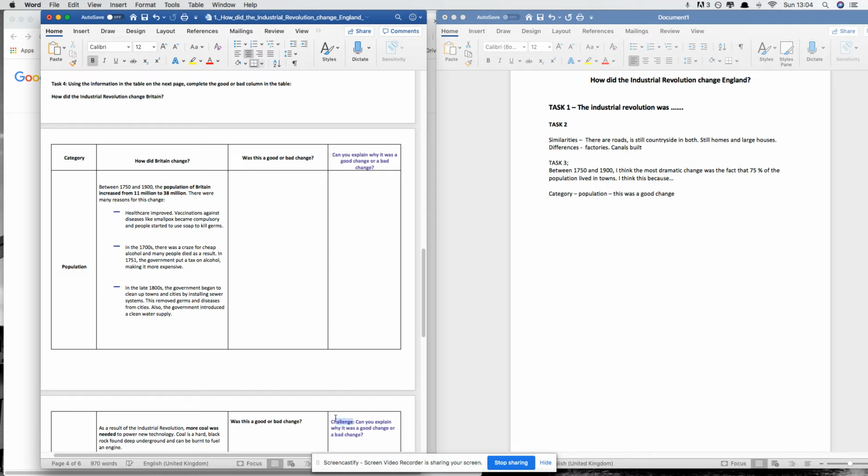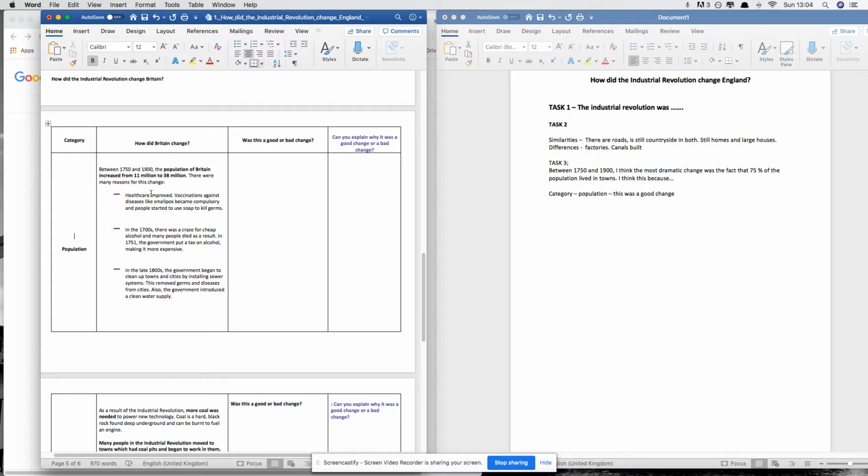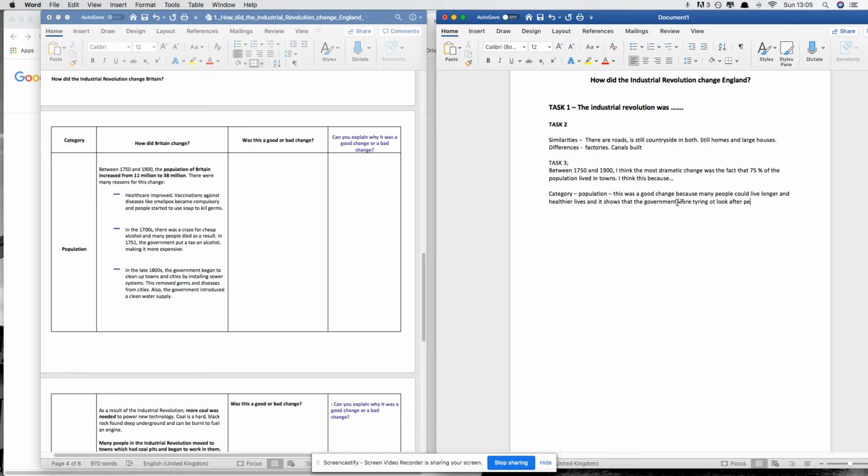And what I would like you to do is tell me whether the changes that you've read in this column here were good or bad. And I'd like you to explain it. So, for example, category, population. So I've written, if you're going to do it by hand, you don't have to draw the table out. You can just write category, population, because that's the first one. Tell me whether it's good or bad, and then explain it, okay? This was a good change because many people could live longer and healthier lives. And it shows that the government were trying to look after people's health.